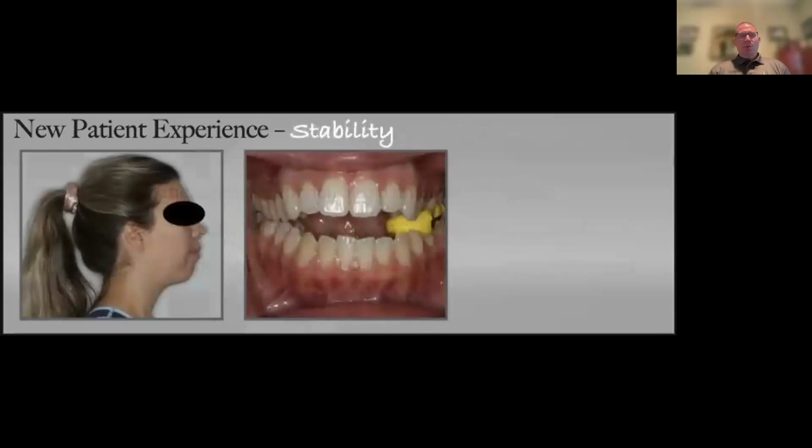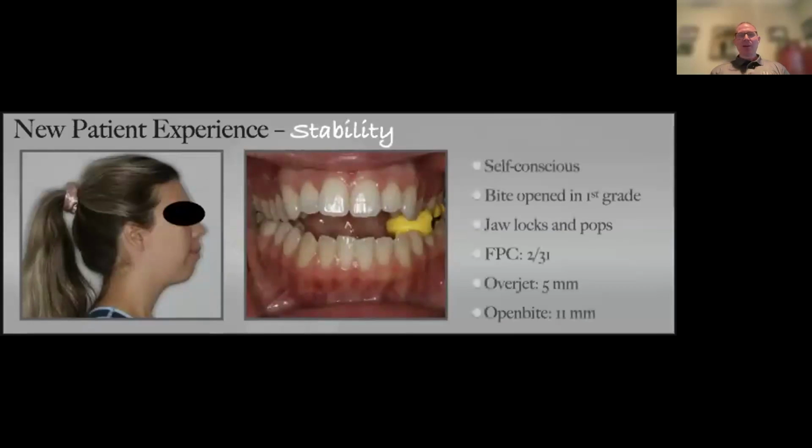That's what happened with Mary Claire. I mentioned how she was self-conscious of her teeth. When we went through that initial interview, she told me that in first grade, if you look at pictures, her teeth, while they weren't overlapped, did kind of meet end to end. As she got older, that bite started to open. She has a history of jaw locking, clicking and popping, and she has a significant overjet and open bite.